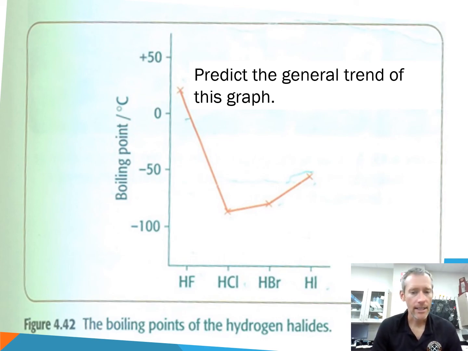So why does it increase from HCl to HI? So that means you have a stronger dipole-dipole force in HI compared to HBr. That's due to its size, of the atoms Cl, Br, and I.